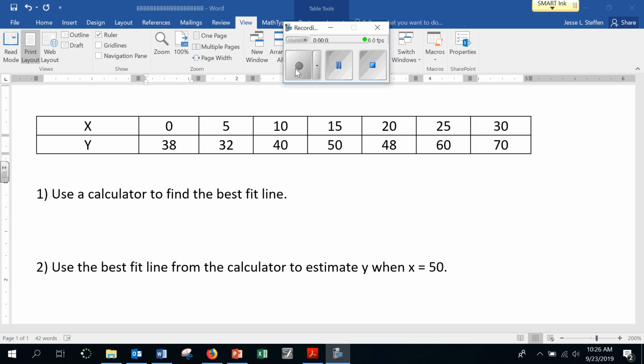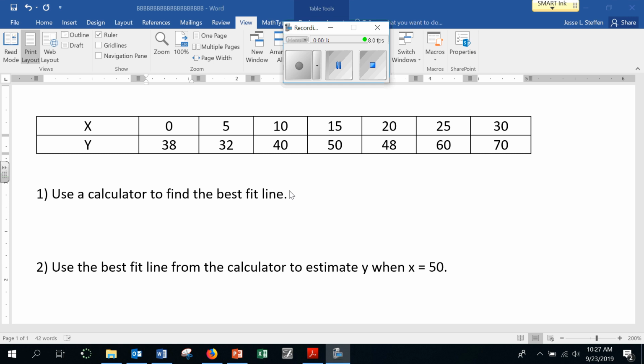This is a quick tutorial on how to find the best fit line of a scatter plot using the Desmos calculator. It's also called linear regression. I have the table of the ordered pairs we're going to use, and it's just a generic table I made with X and Y values.